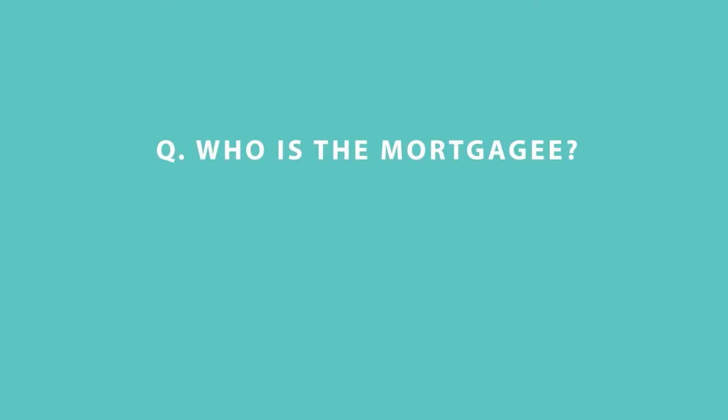Here is a quick lesson for you. Who is the mortgagee? A, the lender, or B, the borrower? A lot of students are confused by this one, thinking the borrower receives a mortgage, so the borrower is the mortgagee. The word mortgage actually comes from Old French. It literally means dead pledge.